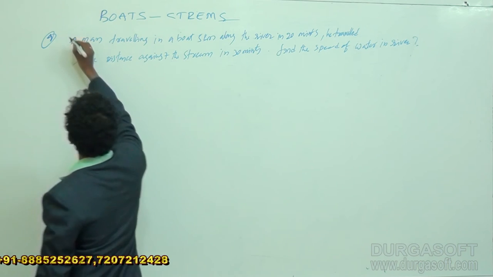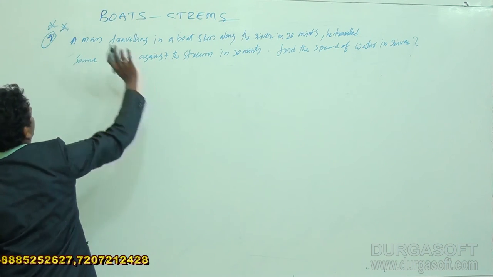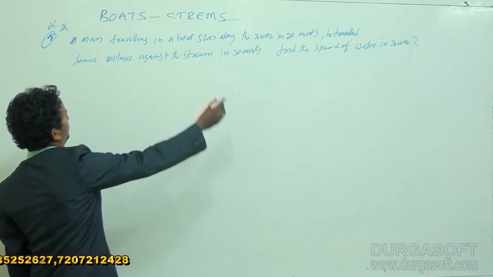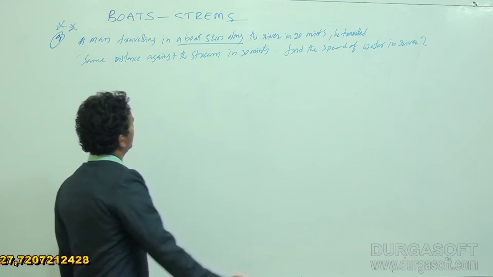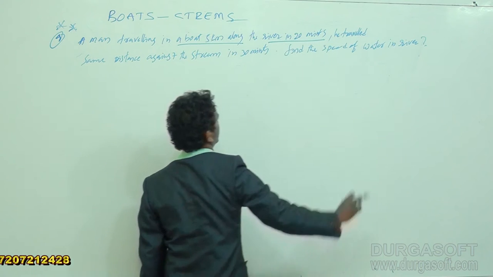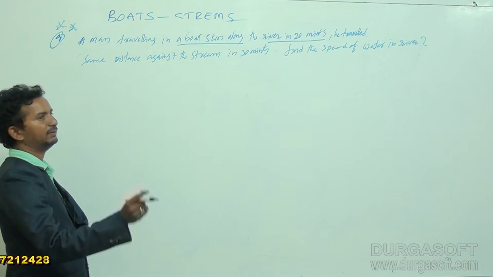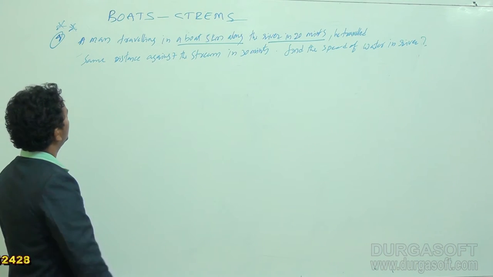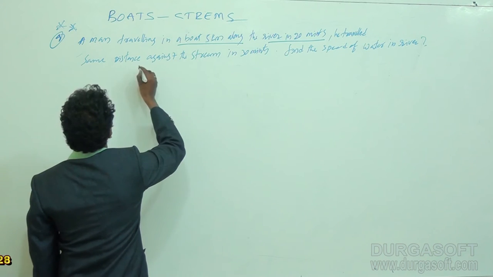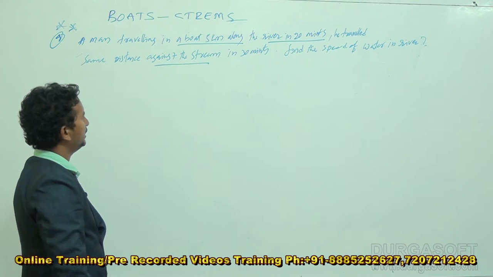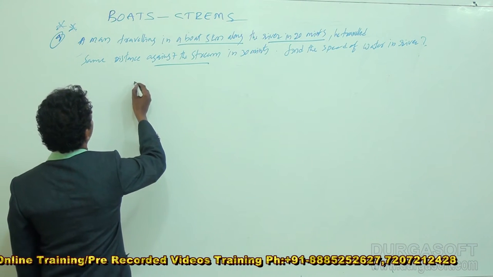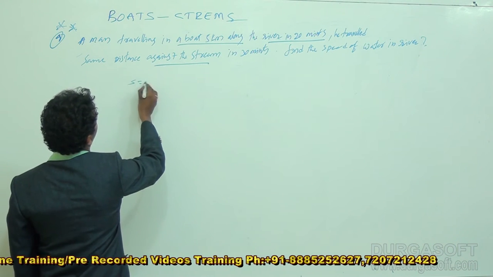And this one also, now this is an important question. A man traveling in a boat, 5 kilometer distance is given, along the river in 20 minutes. So time is given, distance is given. Now this is upstream. The same distance against the stream is 30 minutes. Now you find out the speed. Speed is equal to this.